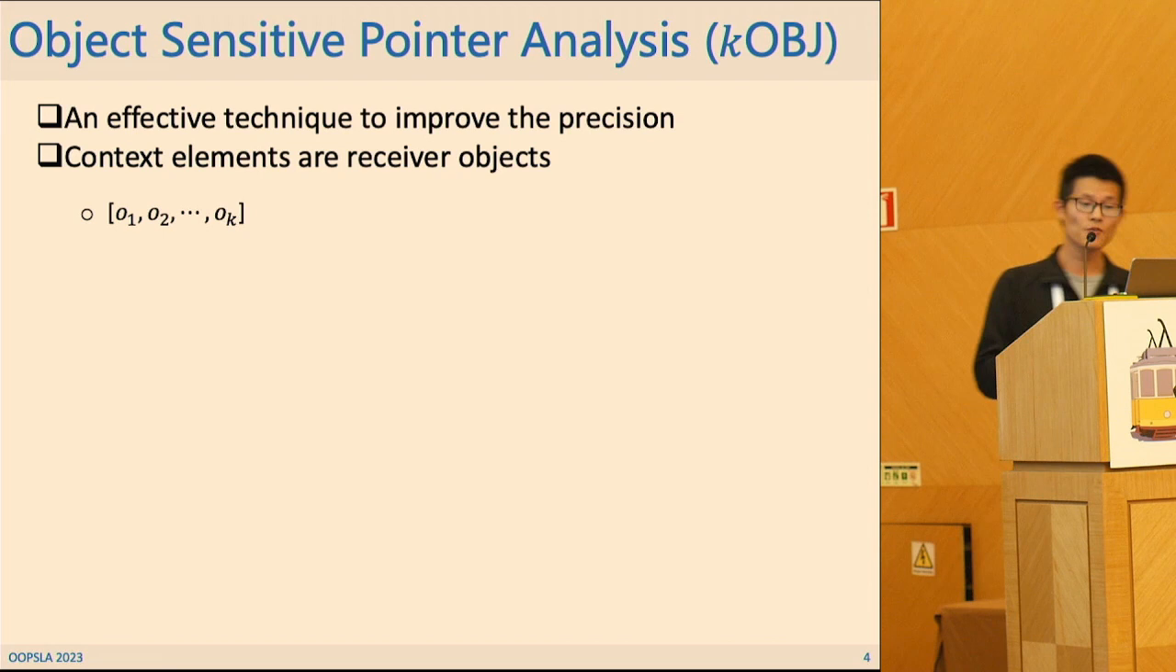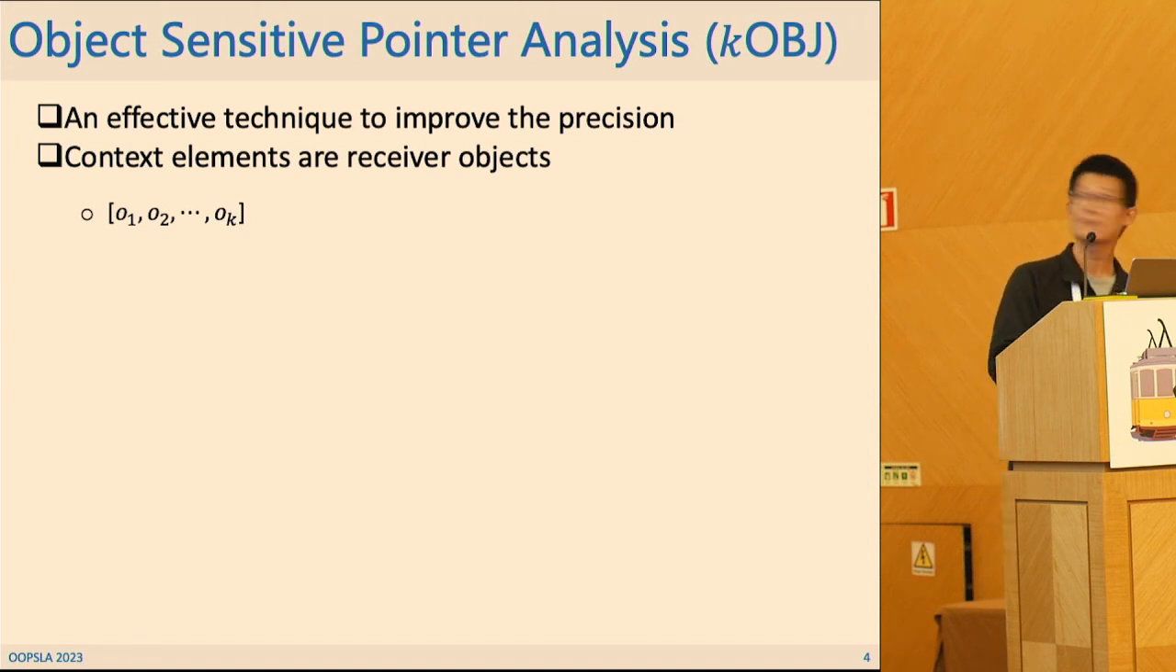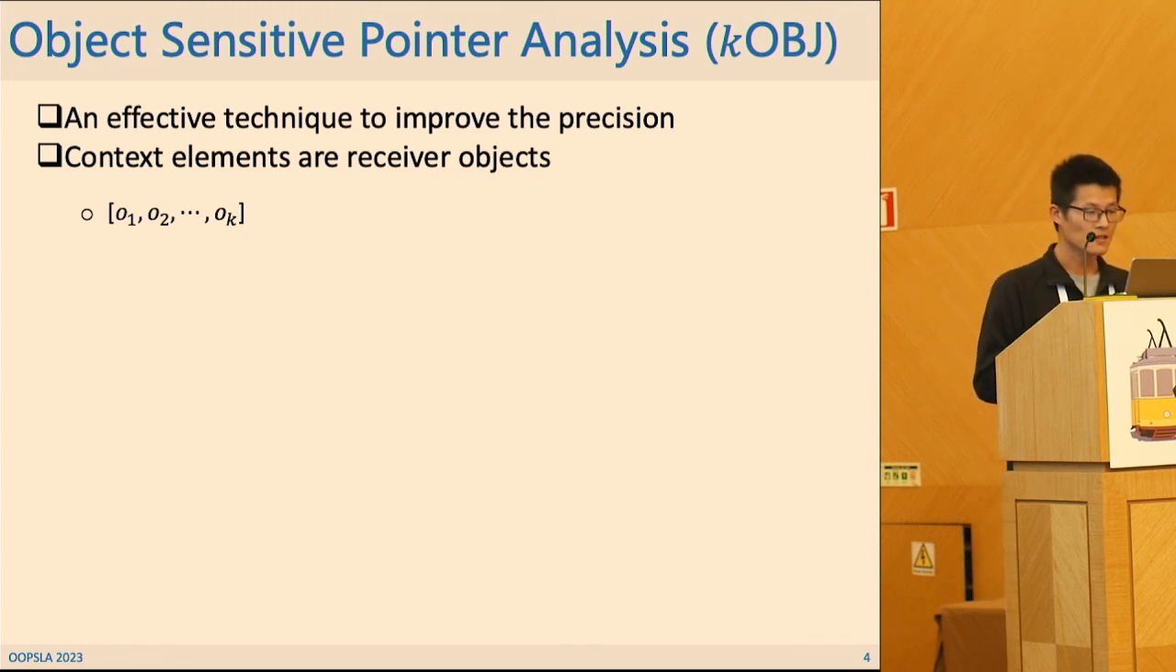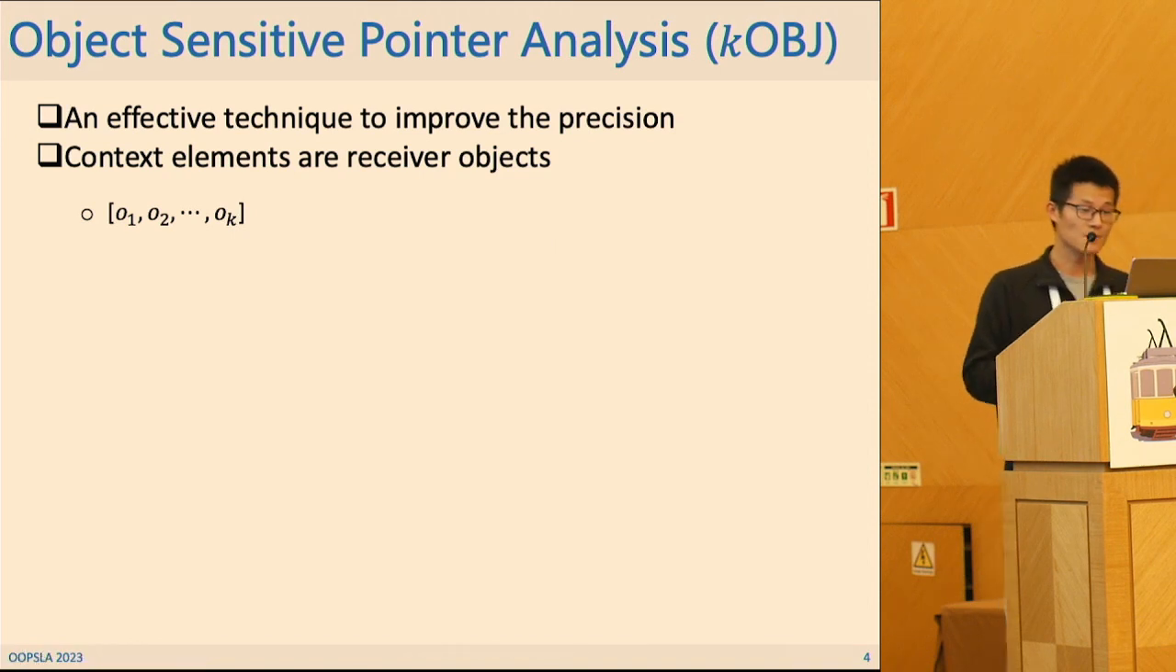In our paper, we focus on object-sensitive pointer analysis. Object sensitivity is an effective technique in improving the precision of Java pointer analysis. In object sensitivity, the context elements of the context are receiver objects of some methods. Here is an example of the context in object-sensitive pointer analysis. Here, K is the maximum number of context elements in a context.